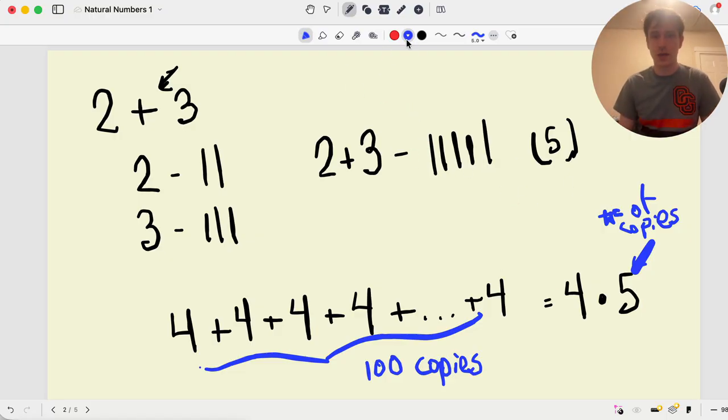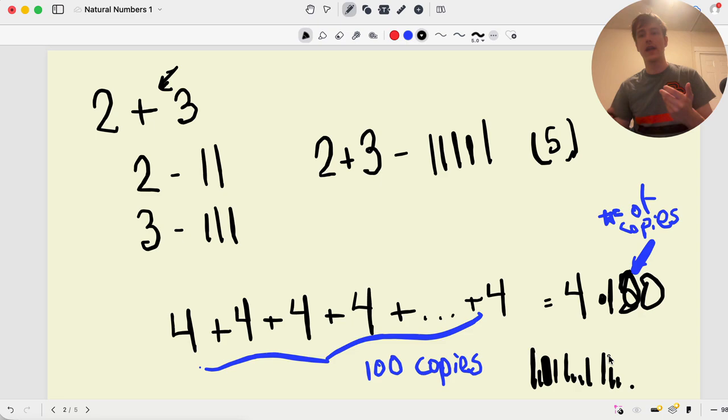And this, of course, should be 100. I don't know why I put 5 there. So I want 100 copies of 4, so I'm going to add 4 to itself 100 times. So again, that means that I have 4 here and 4 there, and 4 there, and I just keep going and going, and then I just count out how many tallies I have in total. So that should be a pretty natural way of thinking about this.